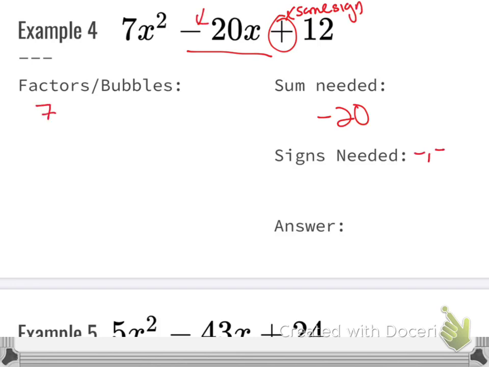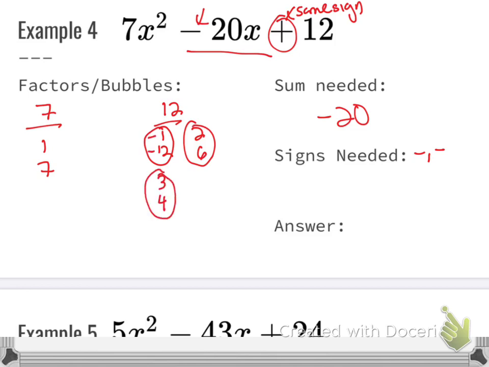Okay, so factors of 7, 1 and 7. Factors of 12, 1 and 12, 2 and 6, 3 and 4. Remember, since they're both going to be negative, we can put negatives on all of these and we can test them out. So let's get going on that. So I'm going to try negative 1 and negative 12 first. Again, you could begin with any of these. This is just the one I chose to go first.